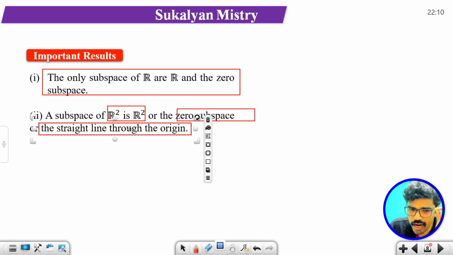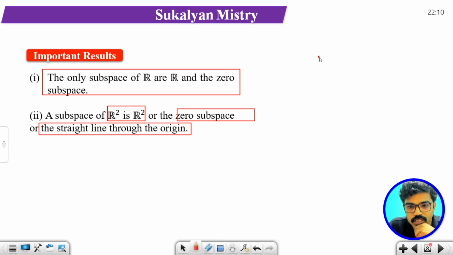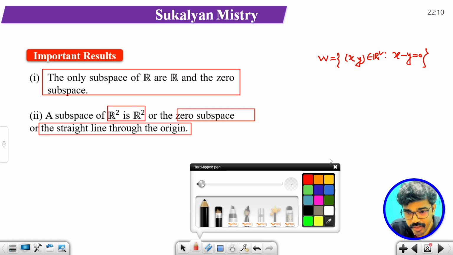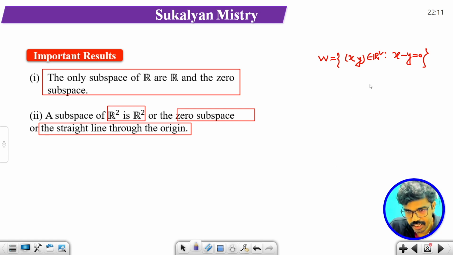ঠিক, একটা এক্সাম্পল নিয়ে ডিসকাস করি, তাহলে তোমাদের বুঝতে সুবিধা হবে। মনে করো সাপোজ we consider a non-empty set W is equal to, এভাবে ডিফাইন করছি, (x, y) belongs to R2 such that x minus y is equal to 0. ঠিক, x minus y is equal to 0. That means দেখো x minus y is equal to 0. What does it mean? That means x is equal to y.